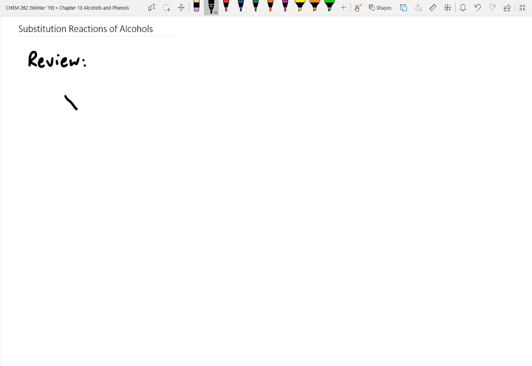All right, the first one is, let's say I've got an alcohol like this. So this would be tert-butanol. And I want to change this to an alkyl halide. What reagent should I use? HBr. Okay. Is this going to be an SN1 or an SN2 reaction?